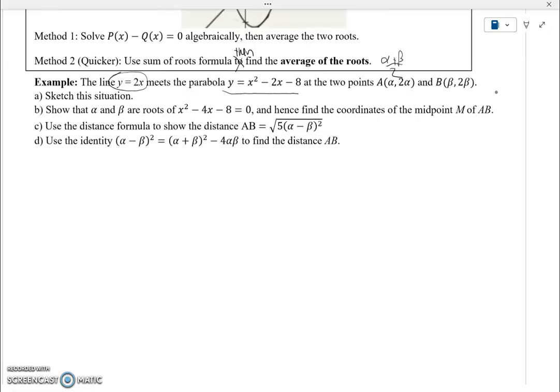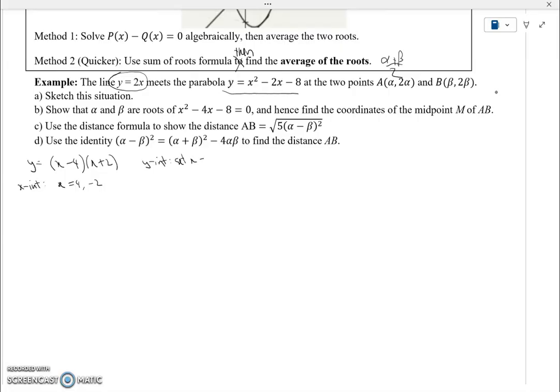So let's sketch the situation. I need to sketch these two functions. y equals 2x is very easy. The parabola, though, let's do a bit of work with that to sketch it. It's nice that we can factorize this parabola. Numbers that multiply to give -8 and add to give -2: -4 and 2. So that means we've got x-intercepts. If you set y equal to 0, you've got an x-intercept of 4 and an x-intercept of -2.